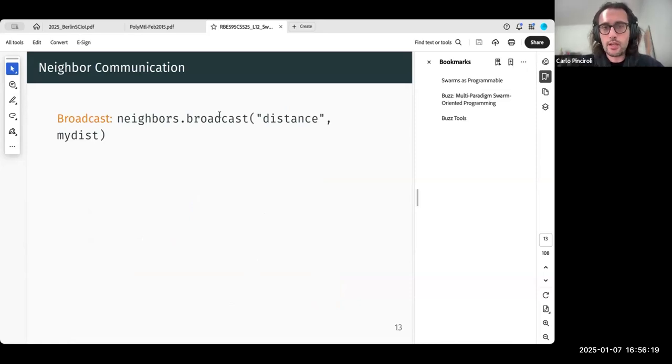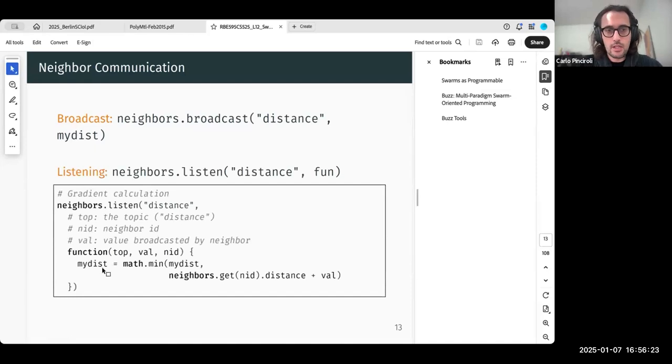So we can say broadcast on a certain topic a certain value. And this little code right here says, I want to listen on the topic distance. And then when I get a value on the topic distance, I'm going to consider the topic, which is distance, the value, and the neighbor ID. And what I'm going to do is an operation of min between the value that I already know and the value that my neighbor gave me, which is val, and the distance to that neighbor.